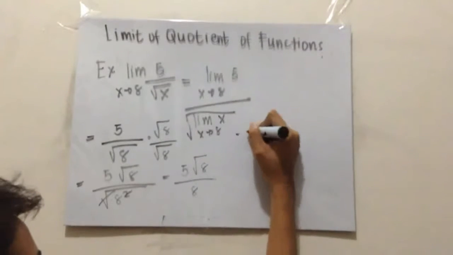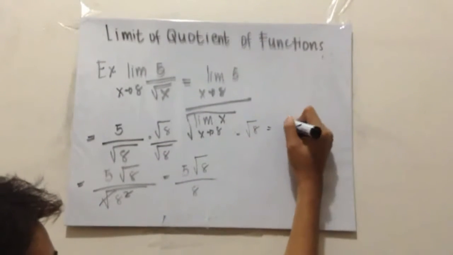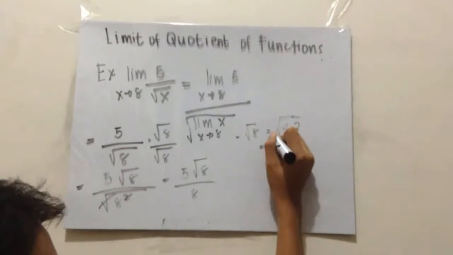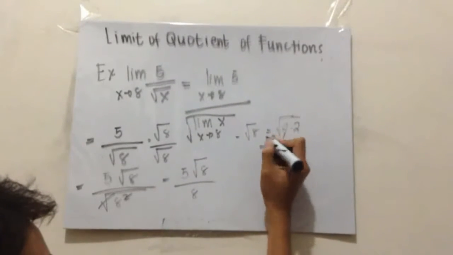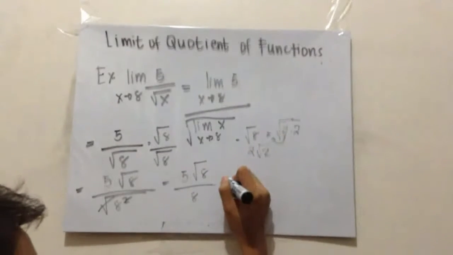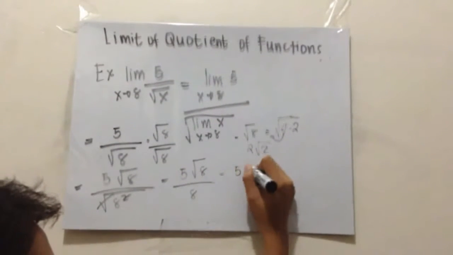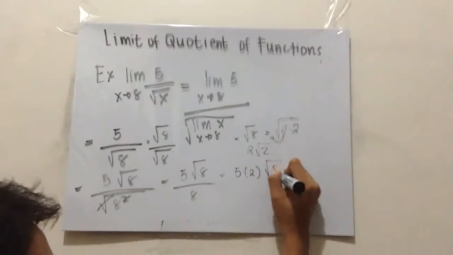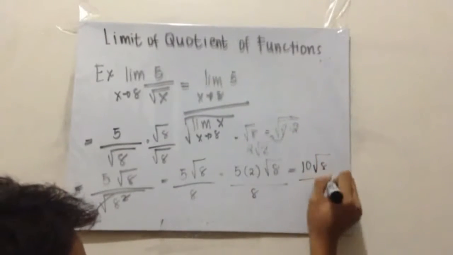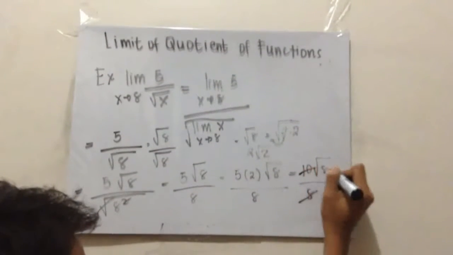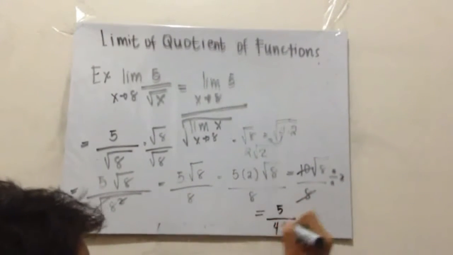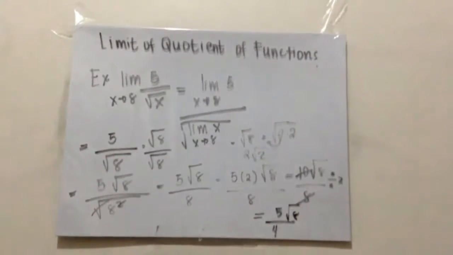But square root of 8 has factors 4 and 2. And 4 is a perfect square, so we will bring it outside, and it will become 2 square root of 2. And multiply 5 times 2 square root of 8 over 8. The answer will be 10 square root of 8 over 8, and 10 and 8 can be divided by 2 to be in simple form, and we will get the answer 5 square root of 8 over 4.